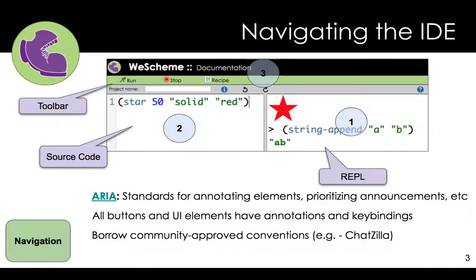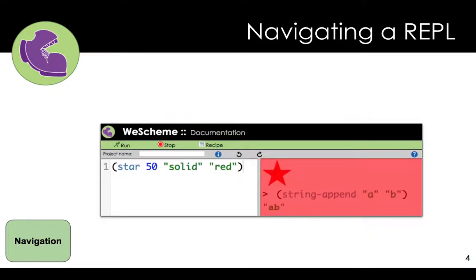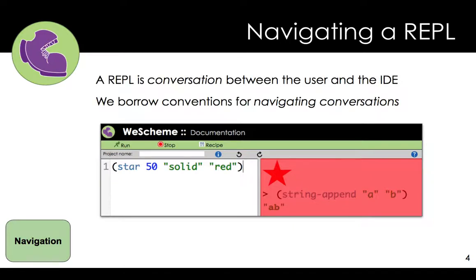Let's consider the navigation challenge of the REPL itself. A REPL can be thought of as a conversation. The user types in a program, the IDE evaluates the program and prints out the result, or prints out an error message. And we can borrow UI conventions for navigating conversations, again, from Chatzilla. Alt page up and alt page down can be used to read the previous interaction or the subsequent interaction. And when reading these interactions, of course, the screen reader needs to verbalize what the program output was.